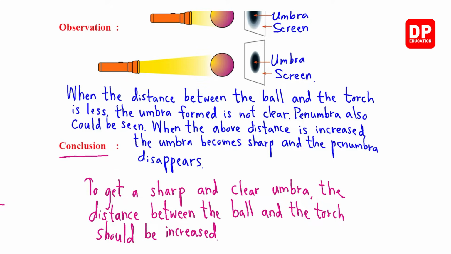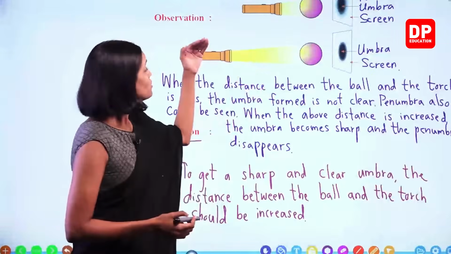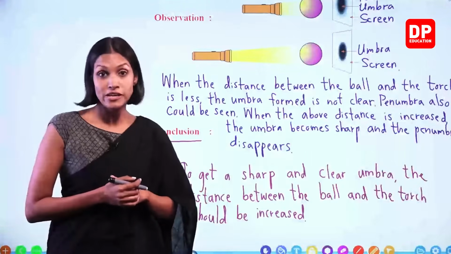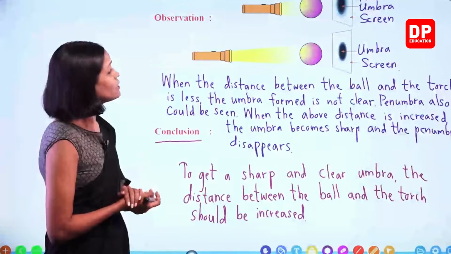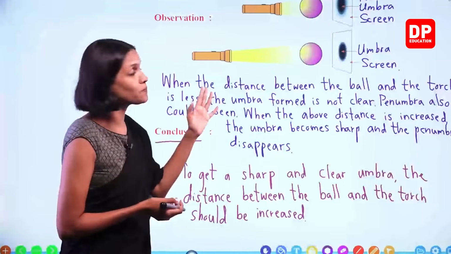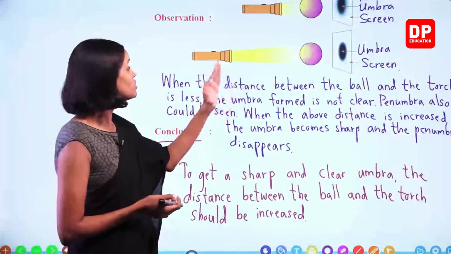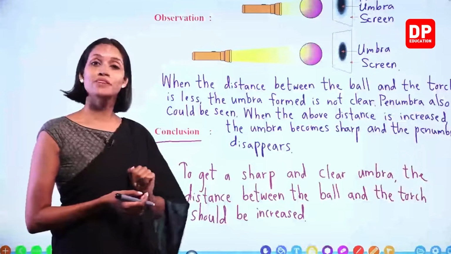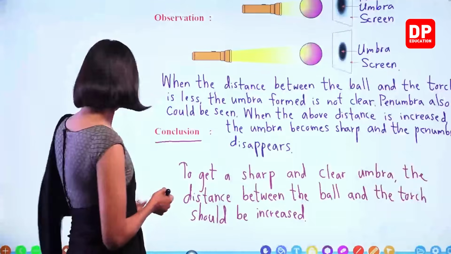So when the source of light is narrow, what happens? No light rays will escape through the edges of the object. Okay, children? So in this case, in order to get a clear and sharp umbra, what do we have to do? We should increase the distance between the torch and the ball. Right, children? We'll move on to the next.